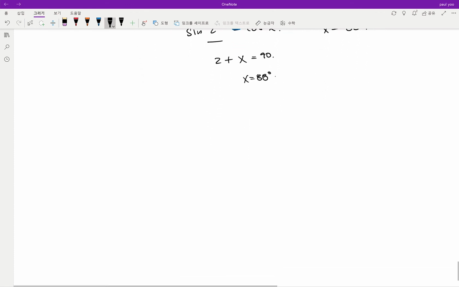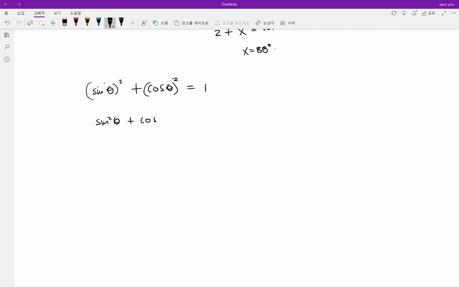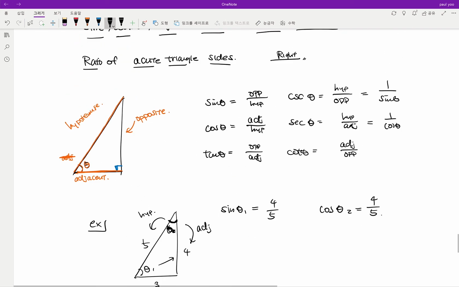And another very popular identity from trig is that sine of any angle squared plus cosine of any angle squared will always be 1. We can abbreviate it as sine squared theta plus cosine squared theta equals 1, where theta can be any angle. So you can plug in theta as 2, then it will make sense. You can plug in theta as 15, then it will make sense, and any angle can work.